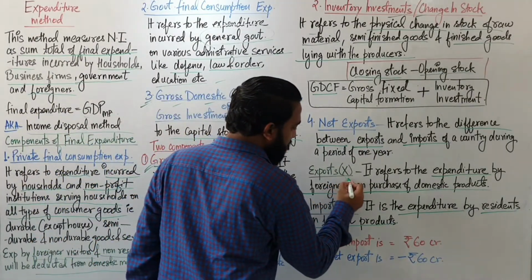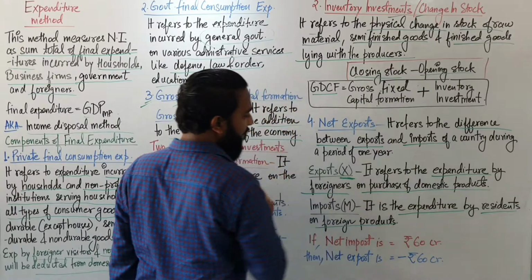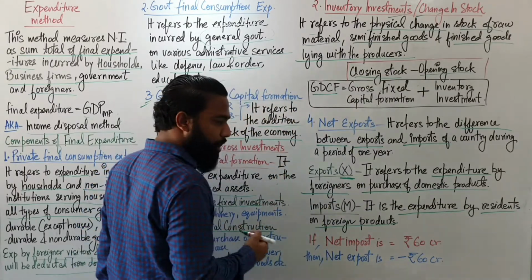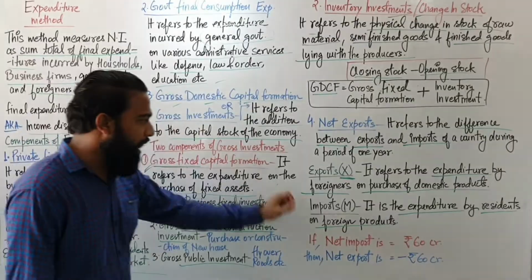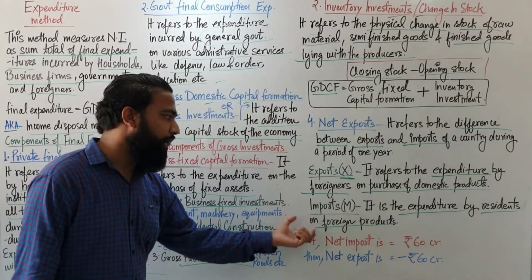Exports in economics are shown by capital X and imports in economics are shown by capital M. That's the standard variable for exports and imports.